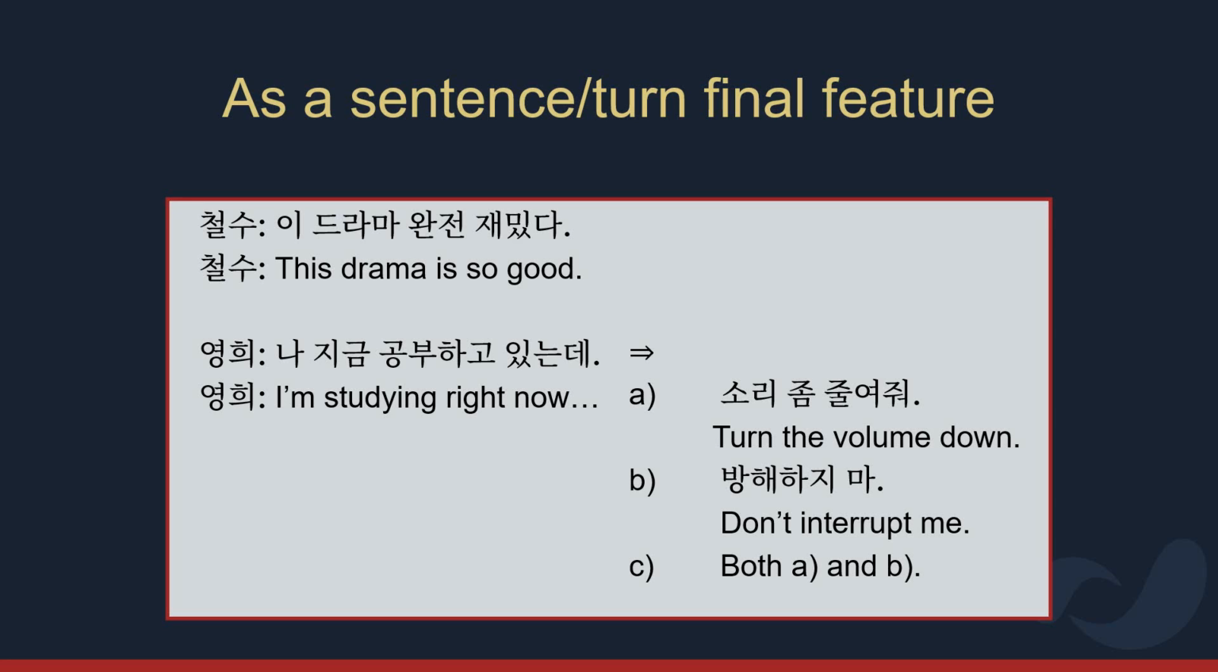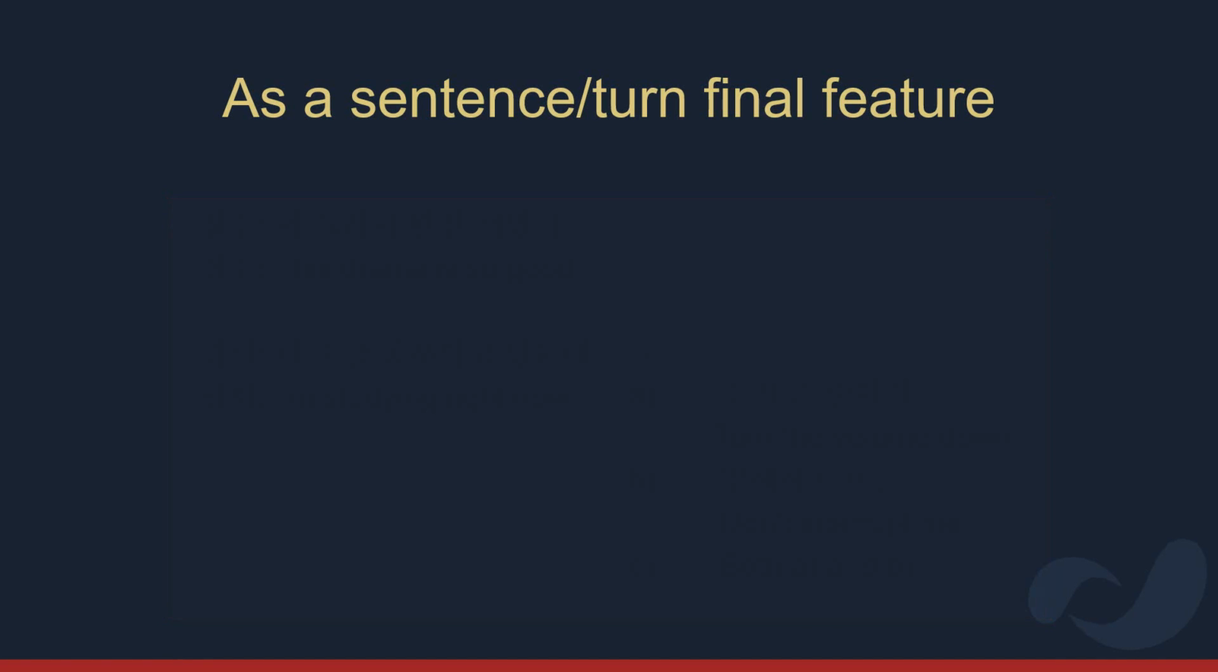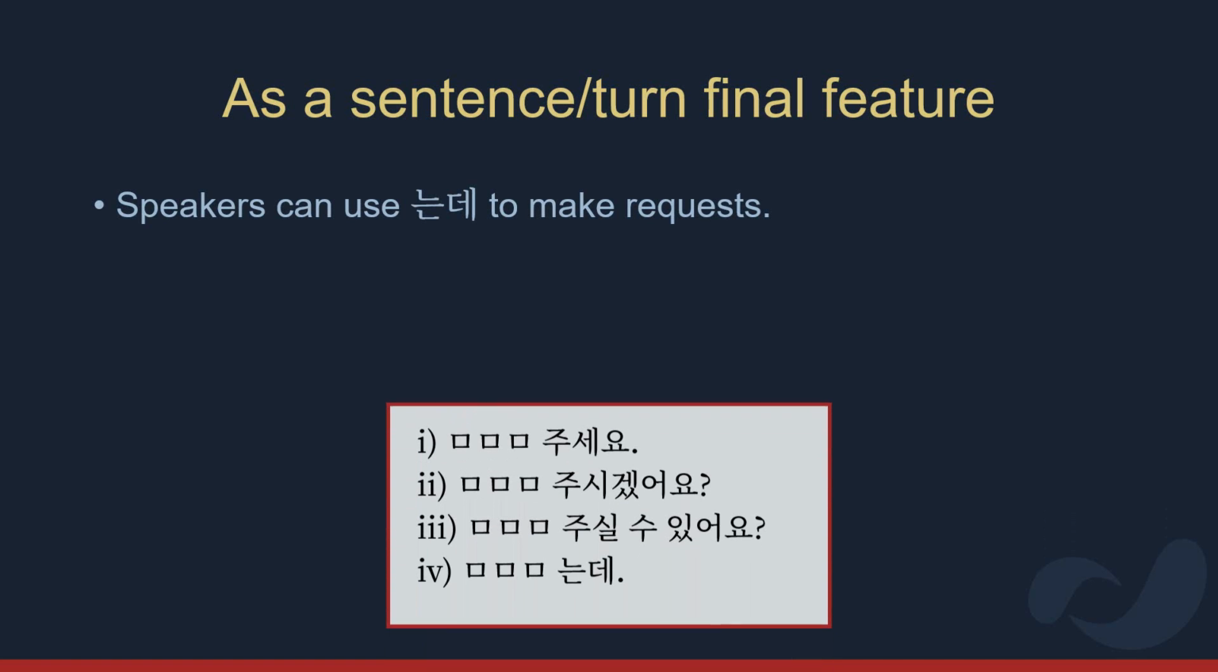By omitting the request part of the sentence, speakers can make requests more polite. This is how Ninda, as a sentence final form, can make the utterance more indirect. There are many ways to make requests. You've probably seen examples using the following forms.